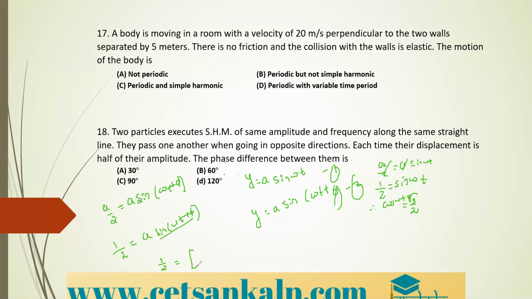What is sine omega t from the previous equation? It is 1 by 2. I am just writing it directly. I am applying the sine a plus b formula, that is sine a into cos b plus cos a into sine b. So after that, the sine a value, that is sine omega t value, is 1 by 2.